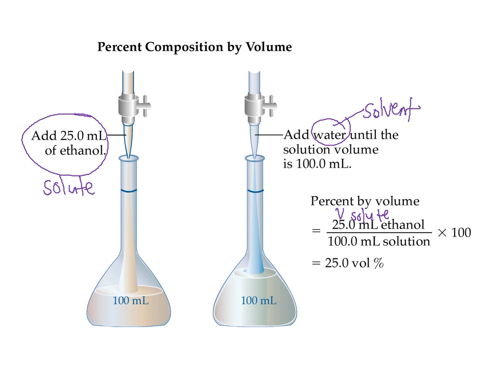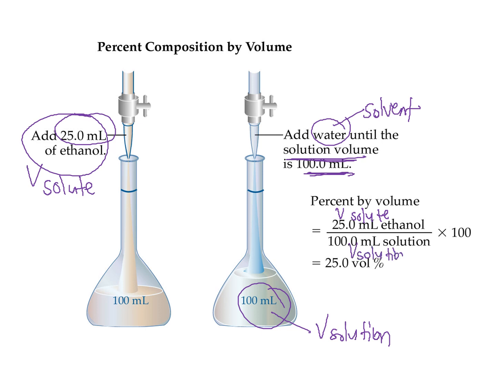Okay, tetapi dia kata water ni is added sampailah solution tu punya volume adalah 100 ml. So, 25 ml ni adalah volume of solute. 100 ml ni pula adalah volume of solution. Okay. So, kiranya volume of solute bagikan saja dengan volume of solution times with 100 and you will get the percentage of volume for this solution is 25%.